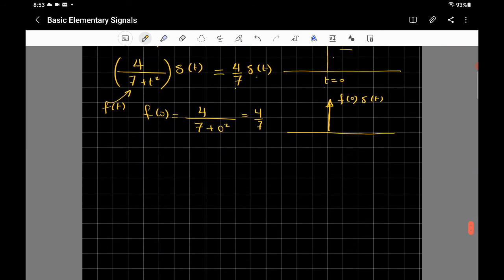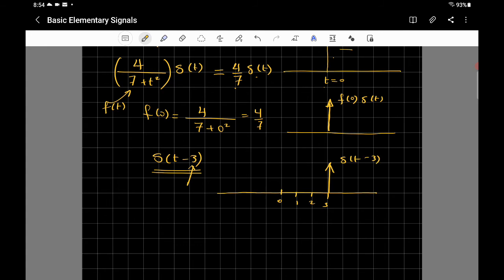There is something interesting. What happens if you have delta t minus 3? What does it mean? It means that this pulse is defined at t equal 3, or the impulse or unit impulse is shifted from 0 by 3: 1, 2, 3, and then you have your unit impulse here. That's delta t minus 3.